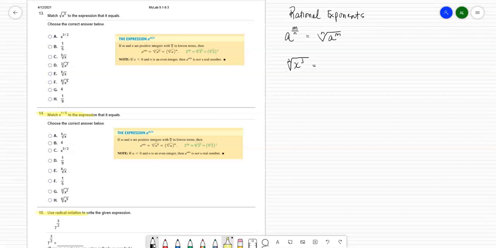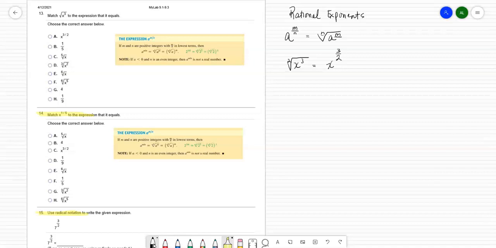So let's rewrite this as a rational exponent. I have my m, which would be 3, and my n, which is 2. And our base here is x, so that will be x raised to the 3/2 power. See how that works? Okay, let's go to number 14.